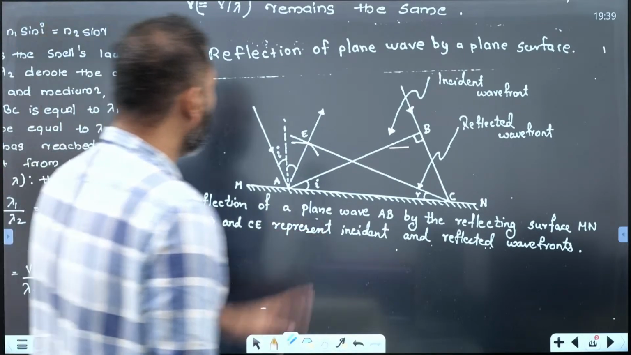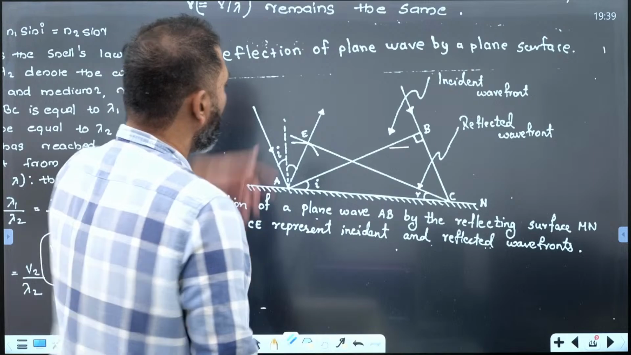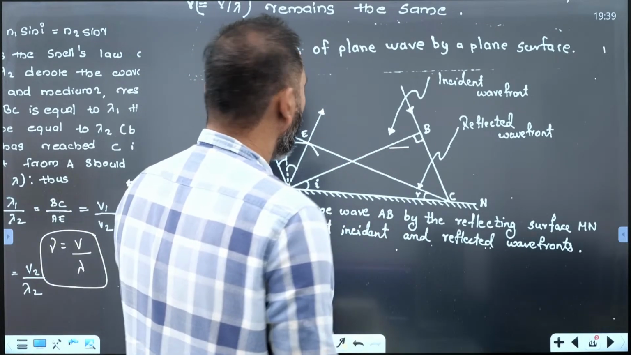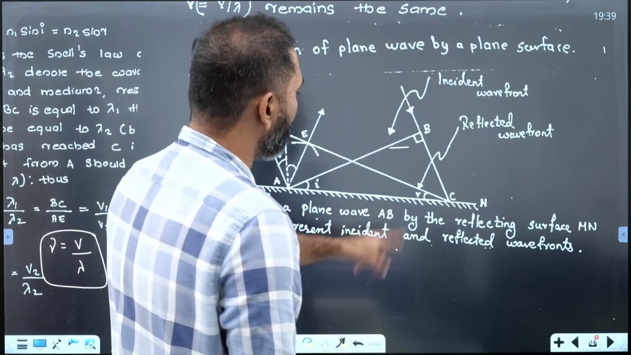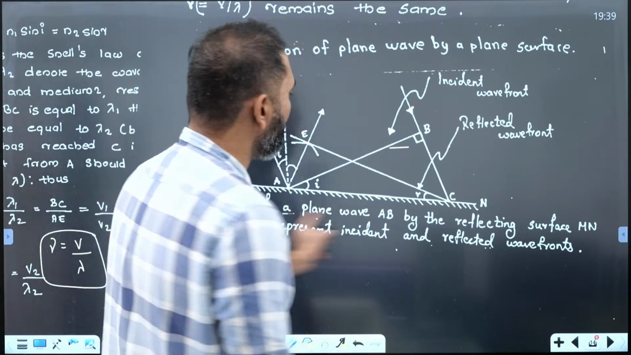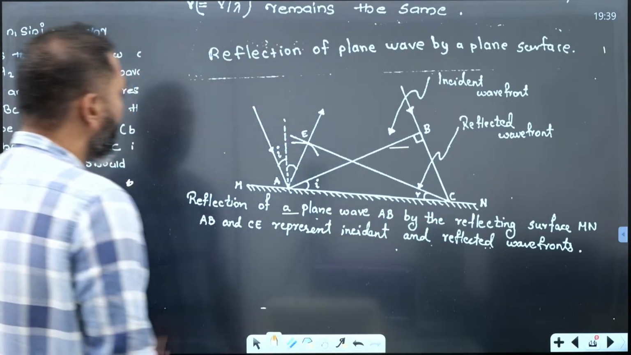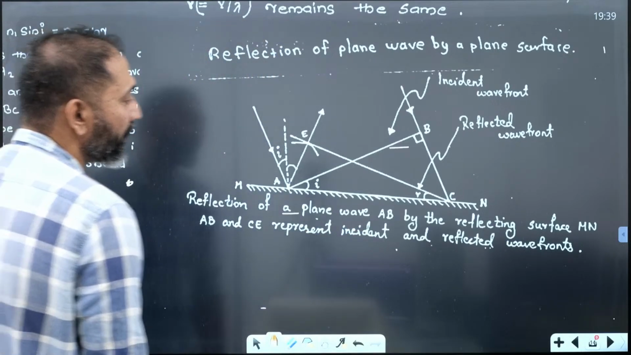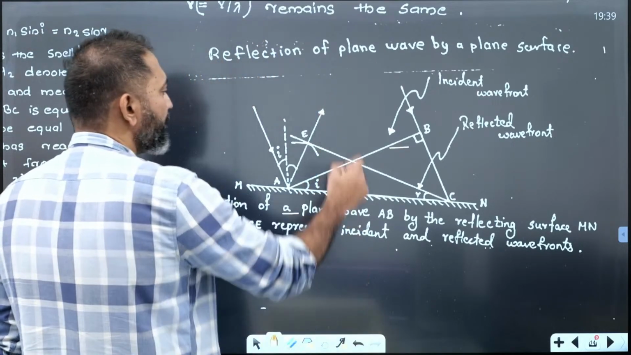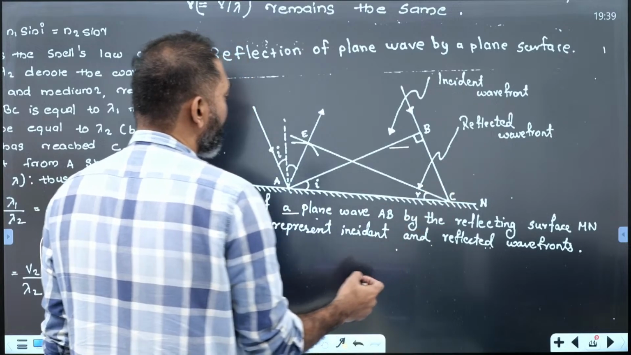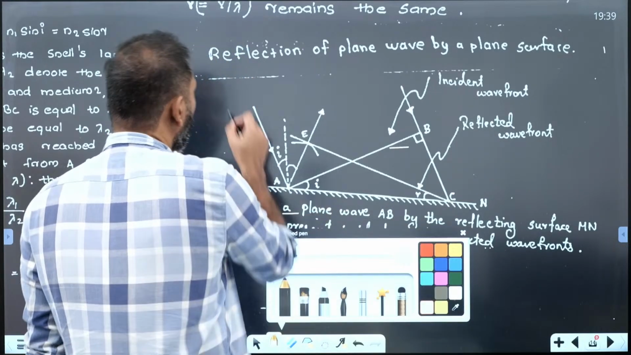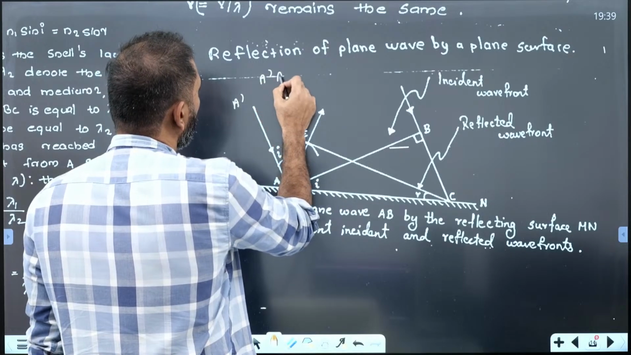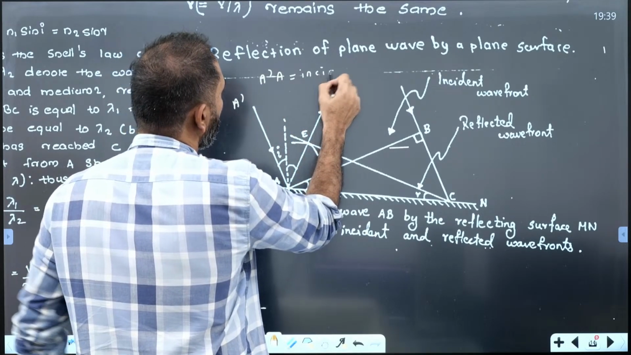Reflection of a plane wave AB. AB is the plane wave, or you should say wavefront. Reflection of a plane wave AB by the reflecting surface MN. MN is a reflecting surface. AB and CE represent the incident and reflected wavefronts. AB is the incident wavefront, CE is the reflected wavefront. What is A'A? A'A is the incident ray.